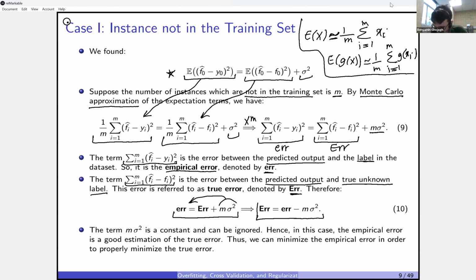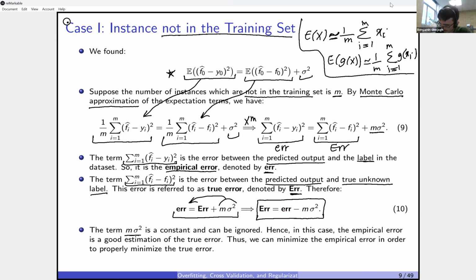So this equation is important for case 1, where the instance is not in the training set. So the true error, which we wish we knew but don't know, is the empirical error, which we can calculate, minus m sigma squared. What is m? The number of points which are not in the training set. And sigma squared is the variance of the noise applied on the labels, right? Okay. And this m sigma squared is constant. So let's ignore that. It just applies some bias on the error for finding the true error.